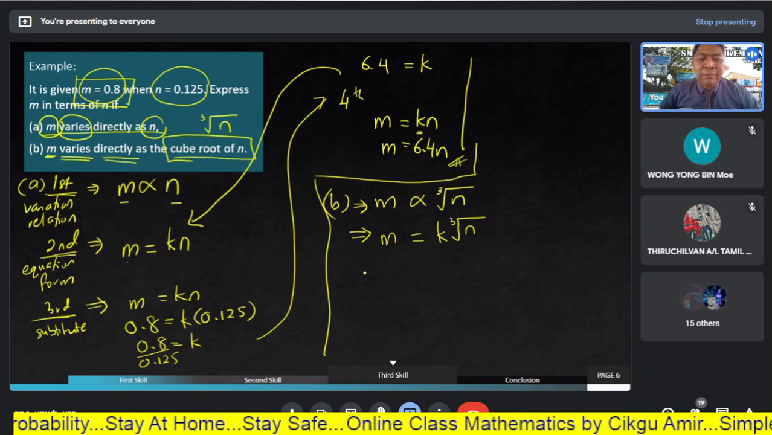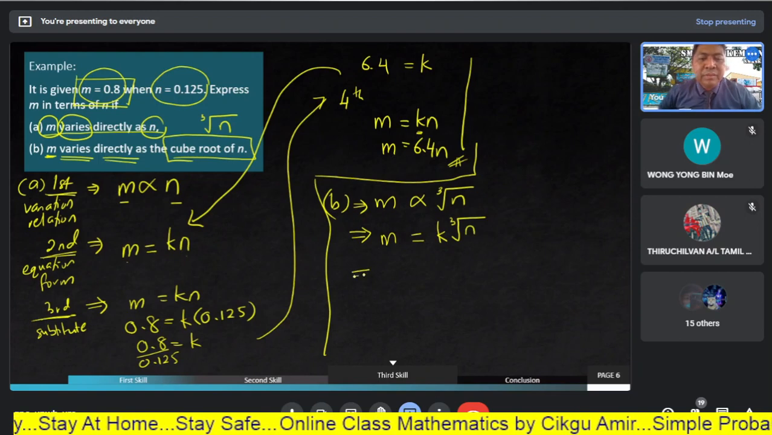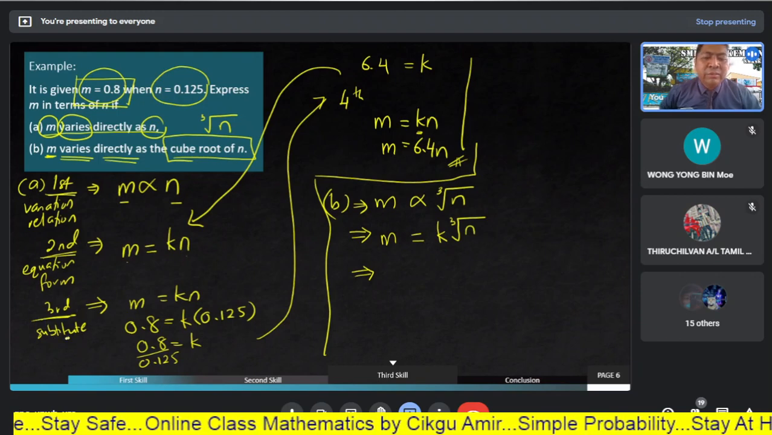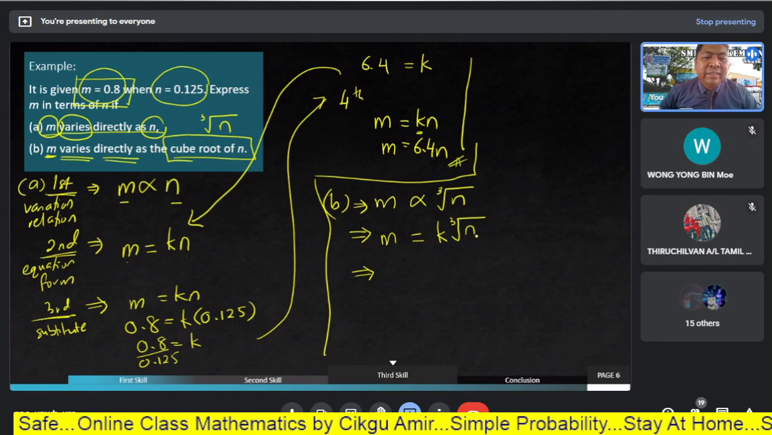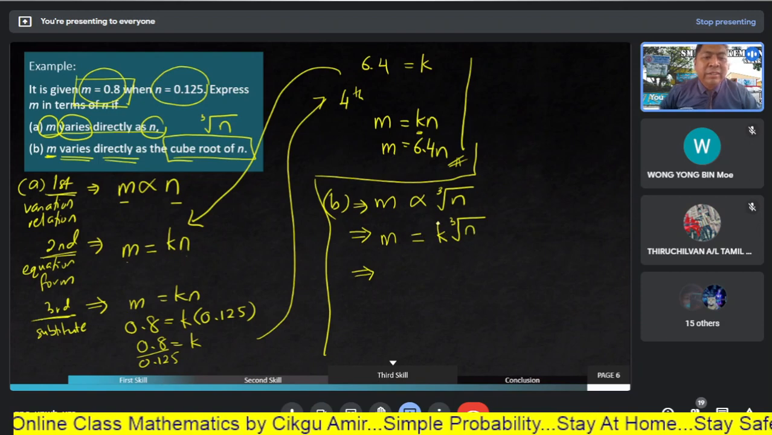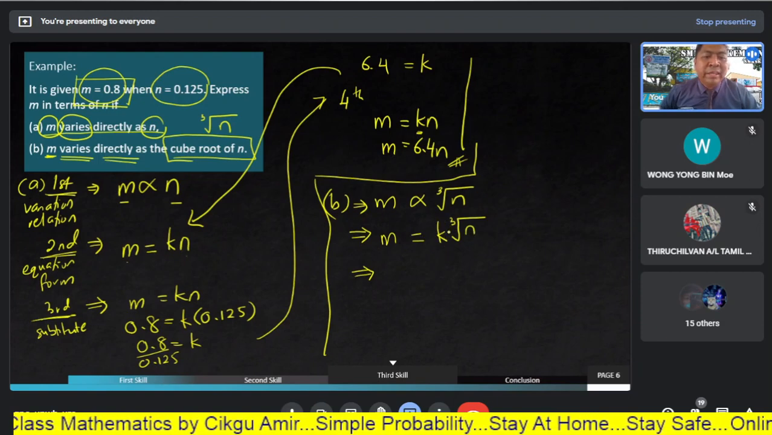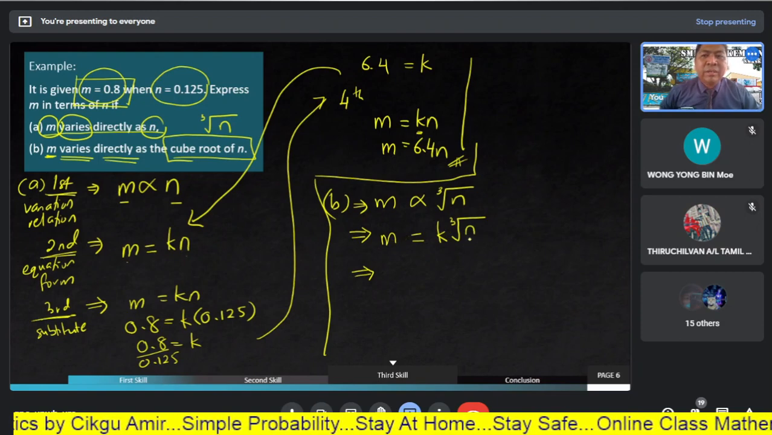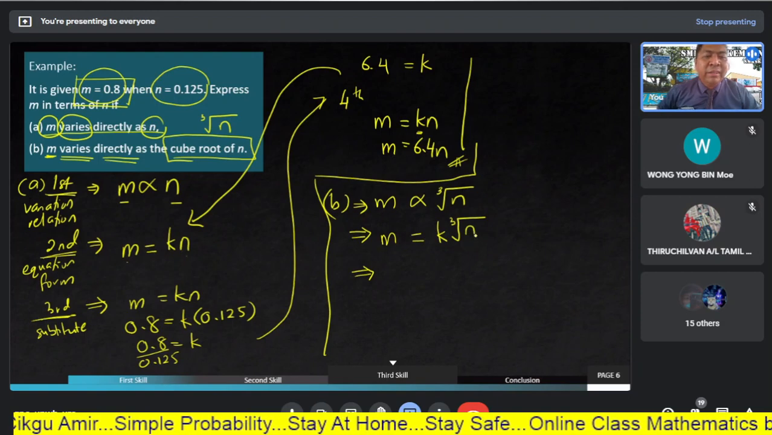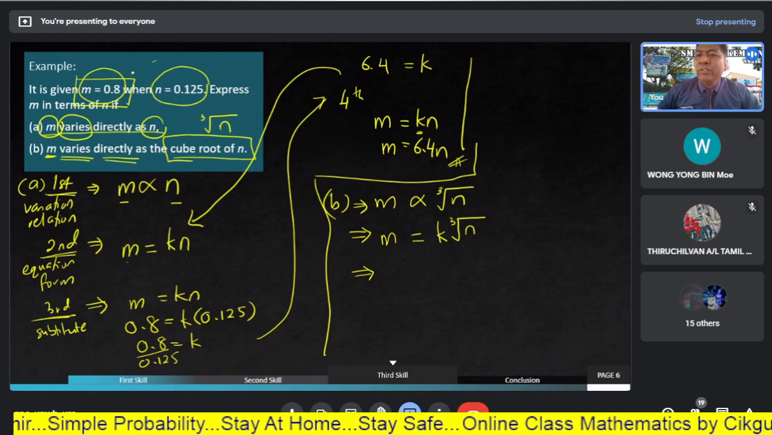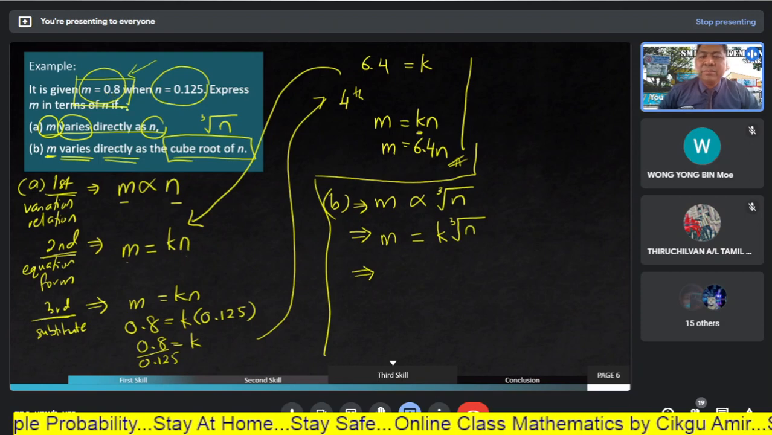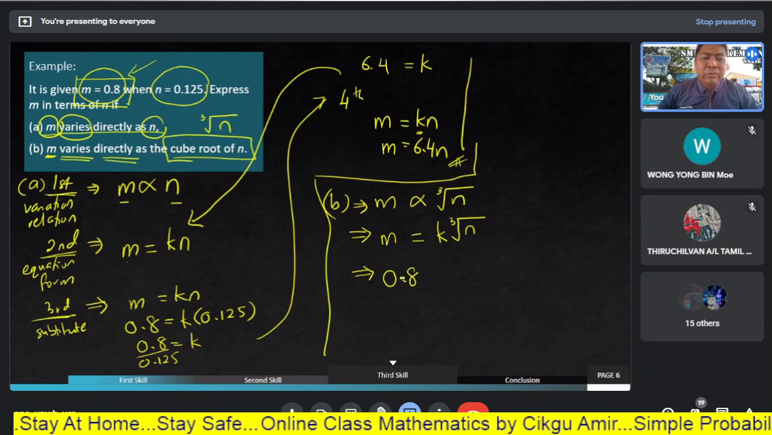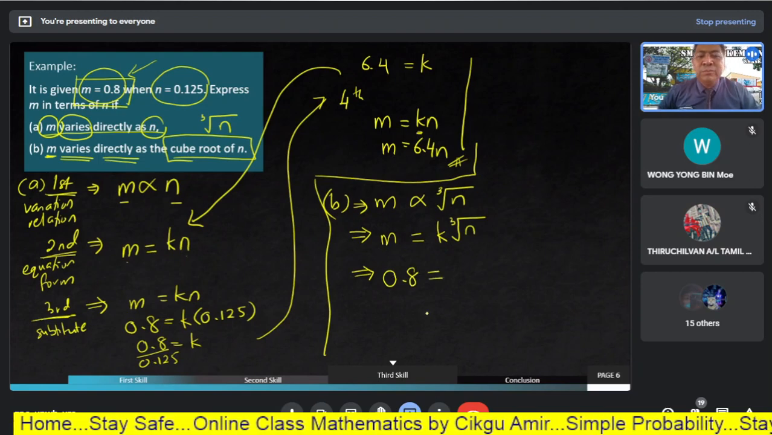Okay, simbol equal kita panggil dia equation form. Second step. Third step, kita akan substitute the value of m and n. Tujuannya, the reason is we want to find the value of k. So we substitute the value of m and n. On the question, m is 0.8. Okay, 0.8 equal to k.